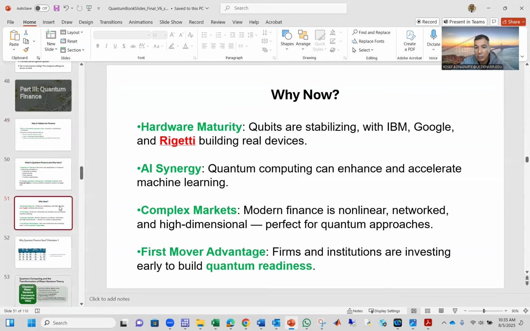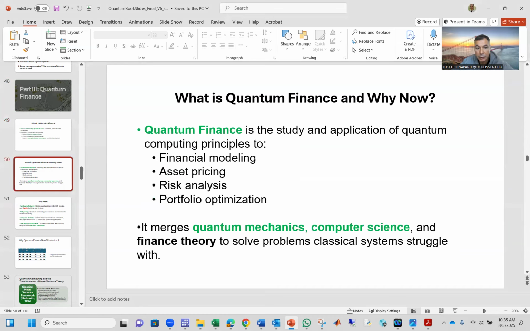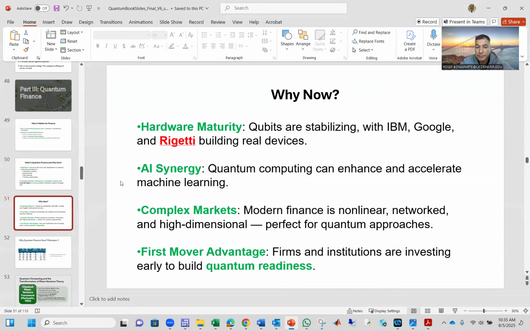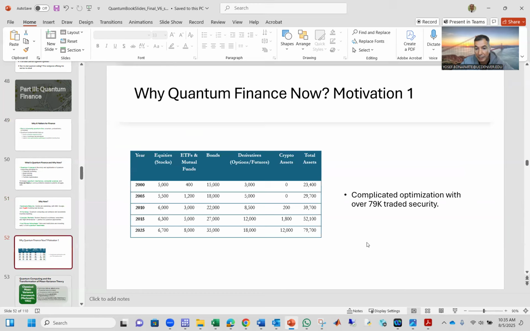Why now? Quantum finance, why now? You see a lot of companies like IBM, Google, Rigetti, and others trying to develop a quantum computer. And these computers are going to have bigger capabilities. But why do we need the capabilities?